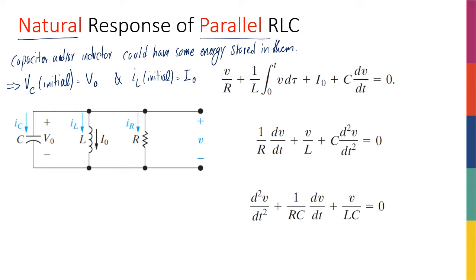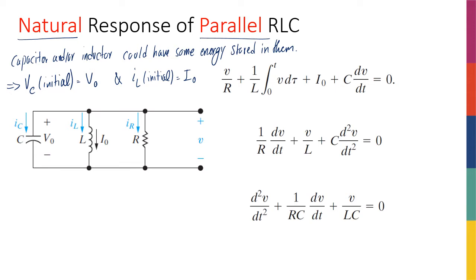So I need to write some KCLs and KVLs to figure that out, right? That's what I did with the RL circuits and RC circuits. I started with writing a KVL or a KCL, and then I got to some sort of a differential equation. I solved that, and I found my voltages and currents.